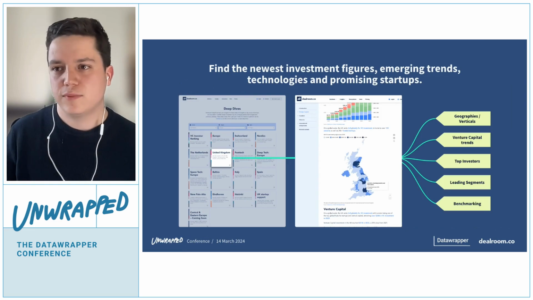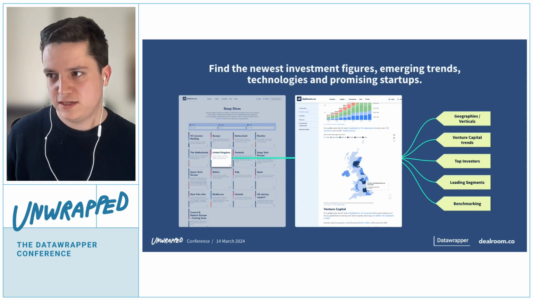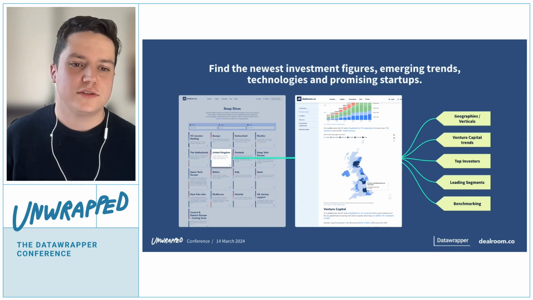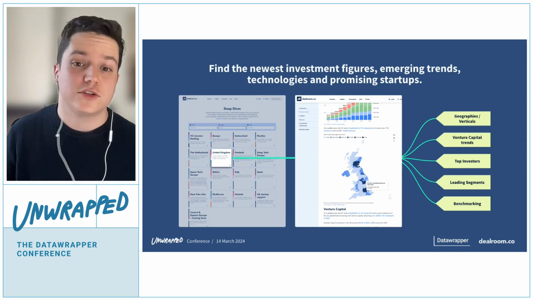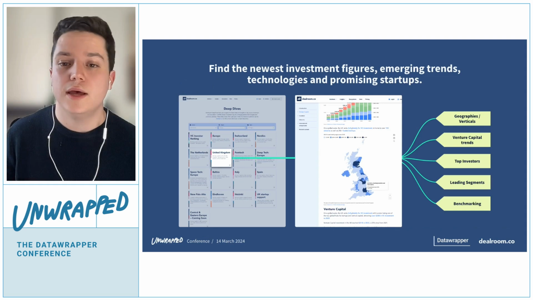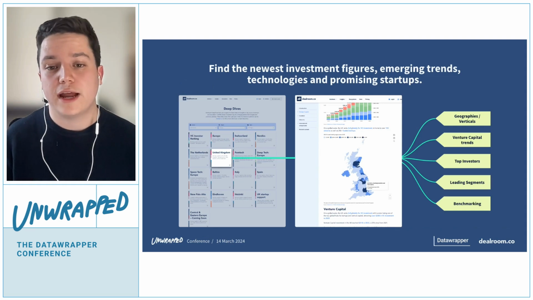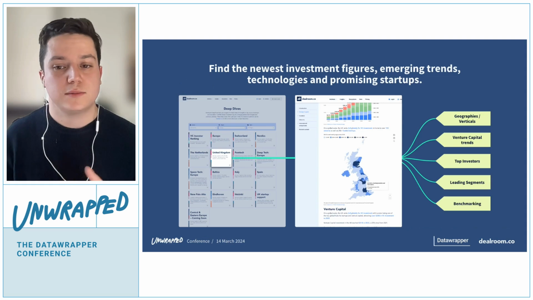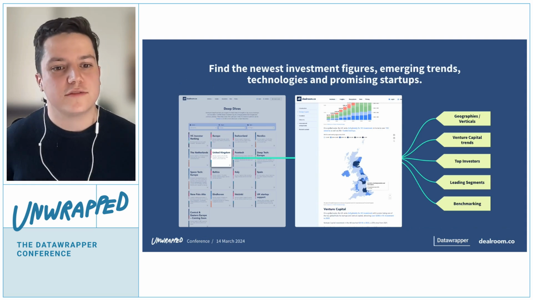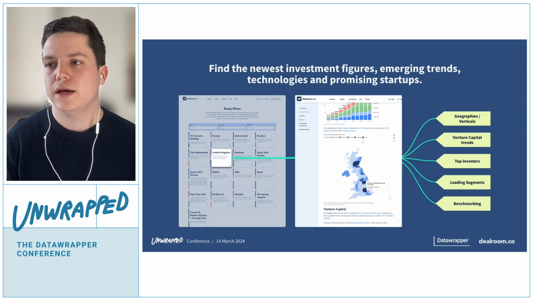So we have guides on all different types of topics seen on the left-hand side, and a couple of visualizations that would be embedded on the page on the right. And the different topics, these could be tables on leading investors into a certain area or segment, maps showing venture capital distribution across a country or region, and all these up-to-date numbers and bar charts and all the different chart types that Datawrapper offers.